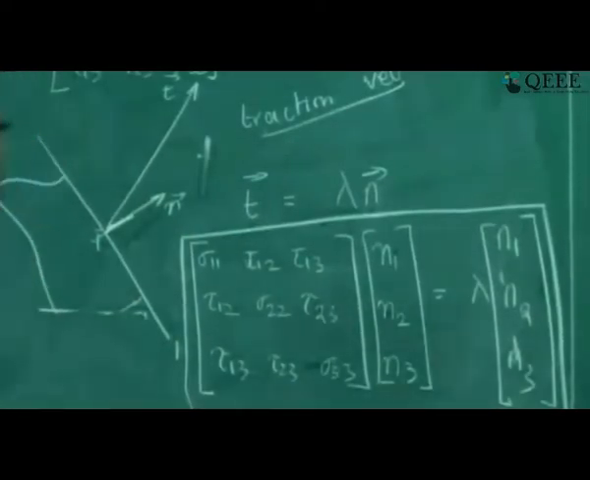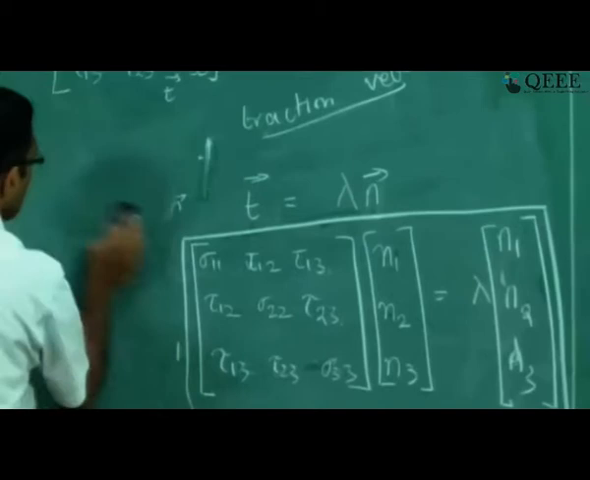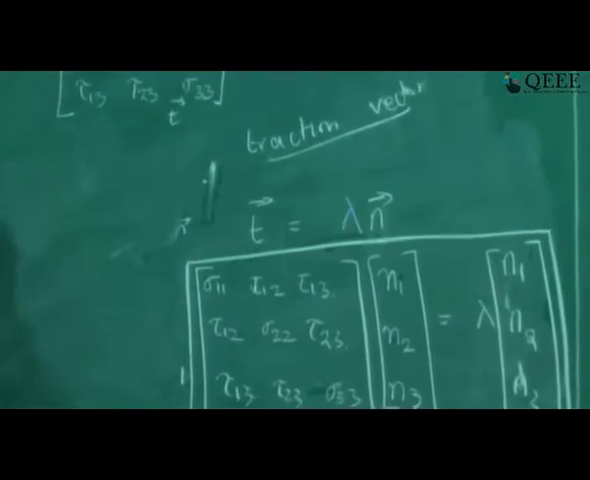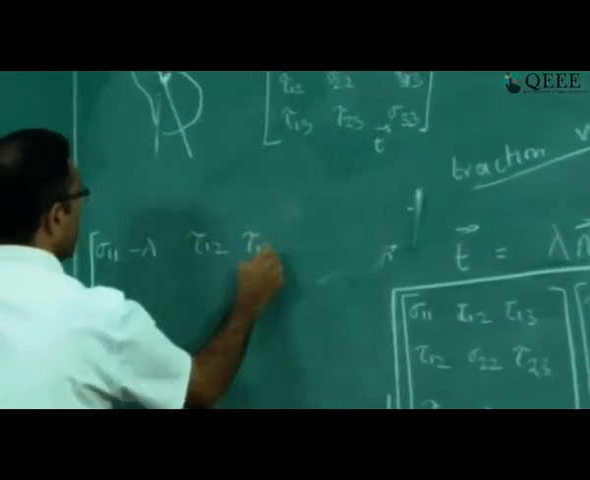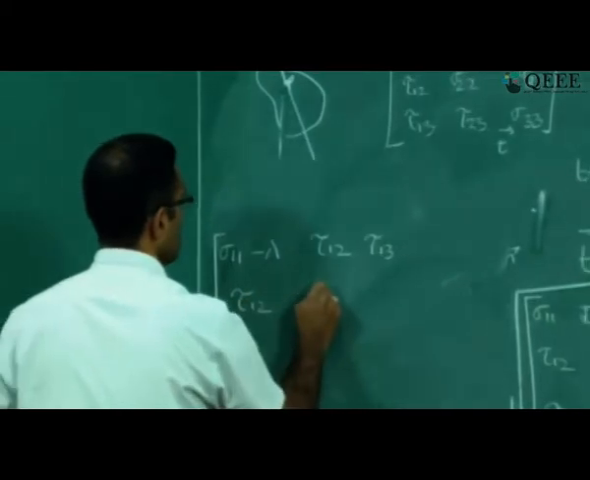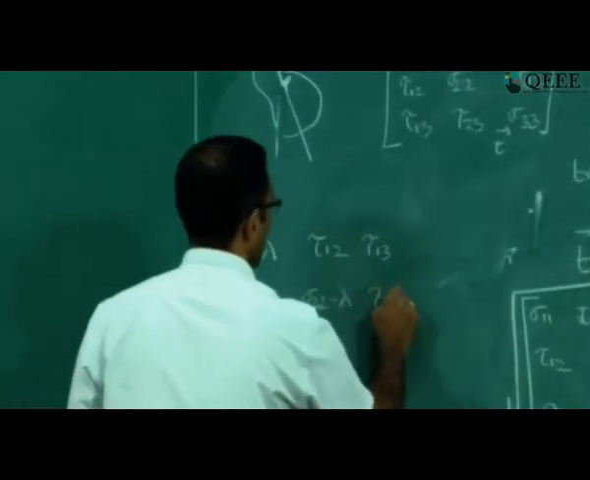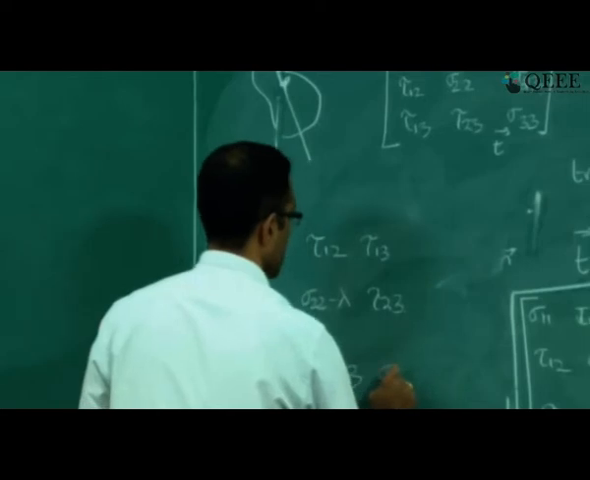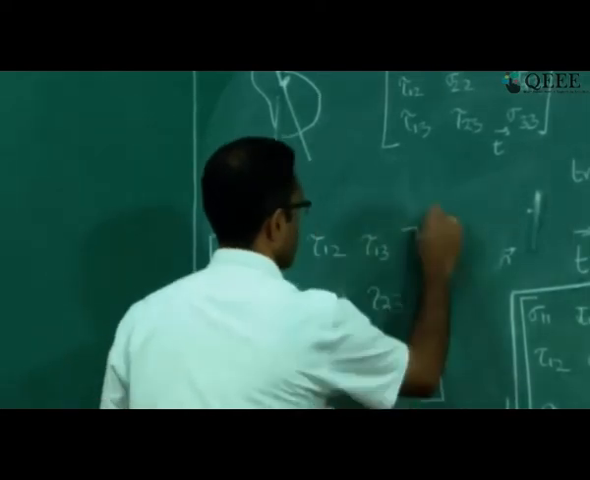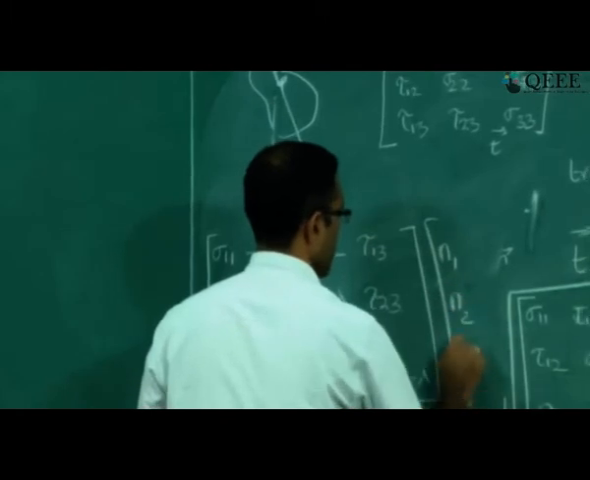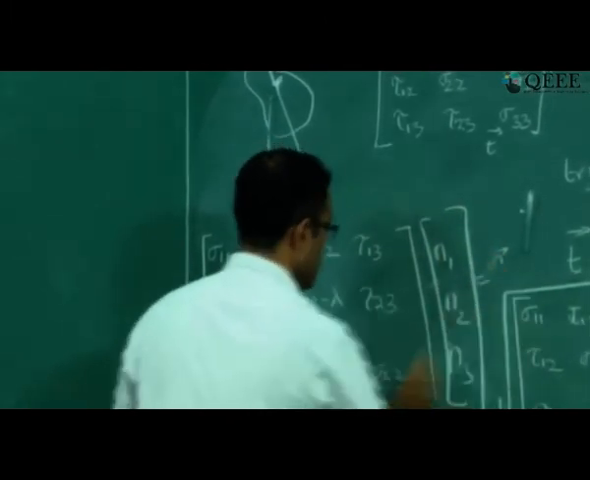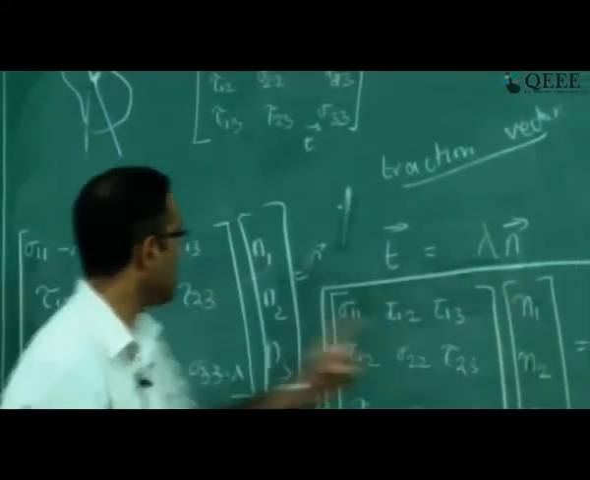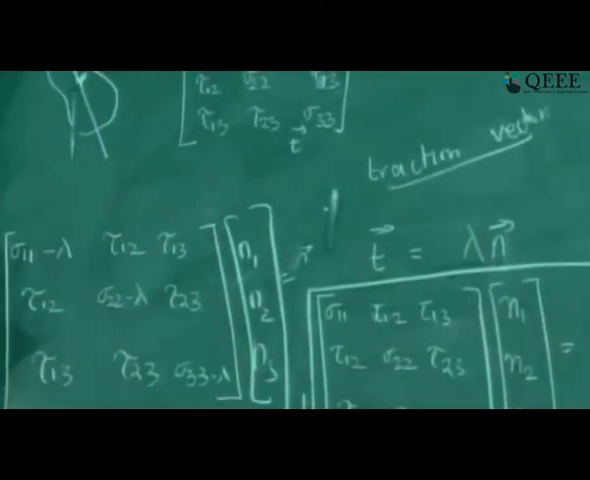So what does this mean? This means if I do the little bit of math that I have to do here, I get something like this: sigma 11 minus lambda, tau 12, tau 13, tau 12... this must be equal to 0, right? What I have done is I have just brought this to the other side. You will get it in the form of this particular expression right here.